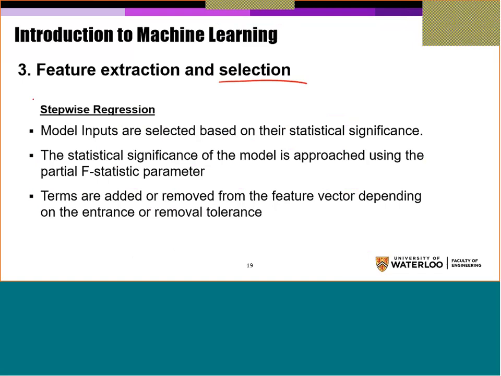I will not go into details here, because each thing here would take hours to talk about. The objective is just to highlight the big picture, the whole picture, and then whoever is interested can go and dig deeper. There is something called stepwise regression. In stepwise regression, you select your features based on their statistical significance. There is a measure called the partial F statistic, and this measure will tell me if a feature is important or not important.